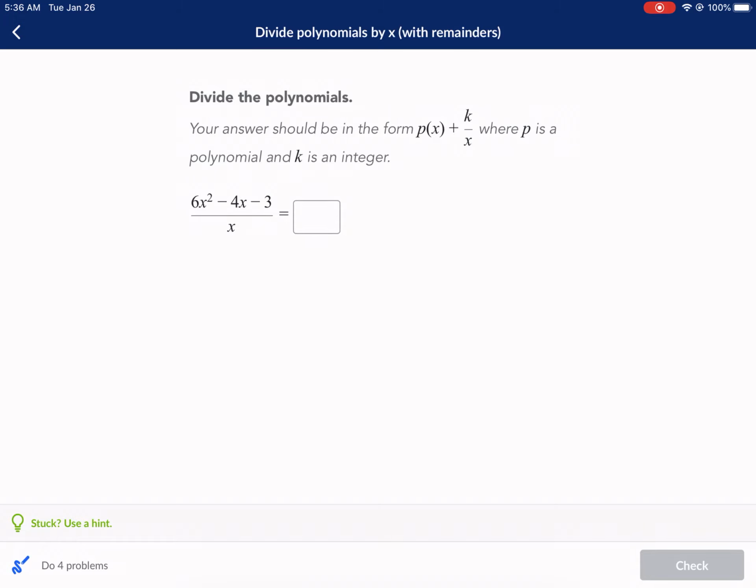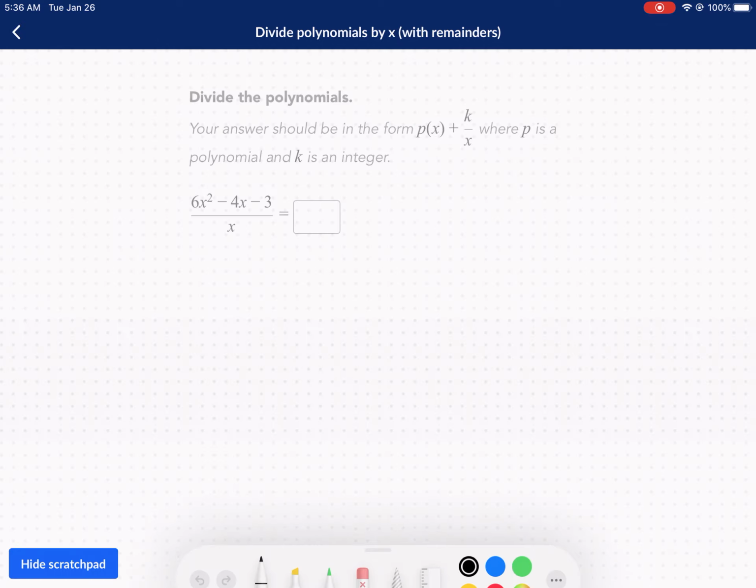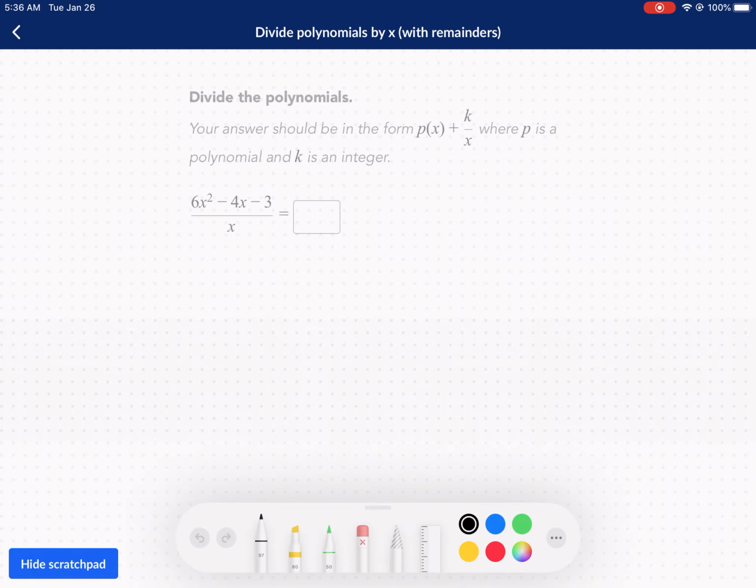We are doing divide polynomials by x with remainders. I highly recommend you watch the divide polynomials with no remainders video before getting to this one. I'm going to make some assumptions that you have some base knowledge, but I'll try to walk you through even if this is the first time seeing this channel. But let's go ahead and get started.